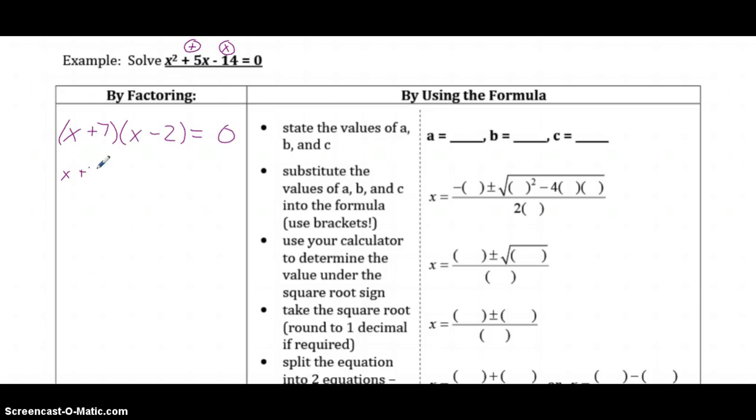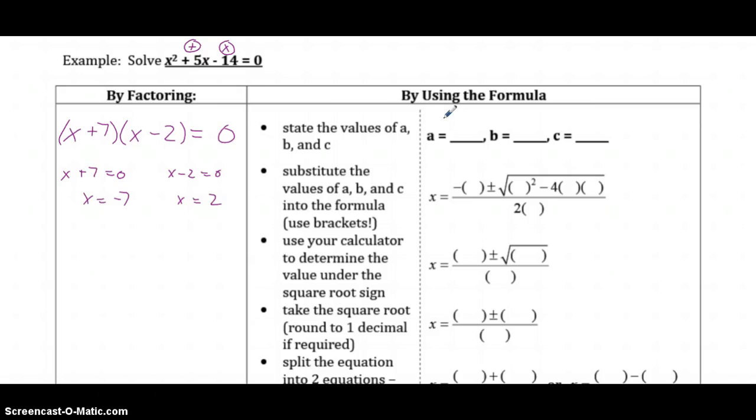And then to solve, we set each bracket equal to 0 and just solve that equation, and we get our two zeros, or our x values, roots. So x is negative 7 or x is 2. If I use the quadratic formula, I'm going to get the exact same answers.